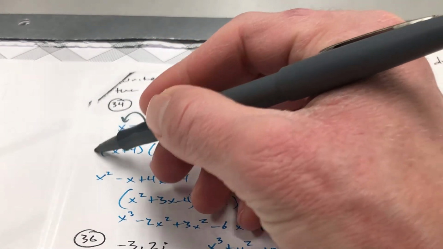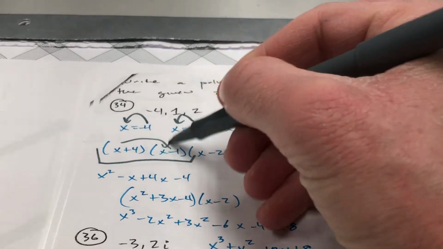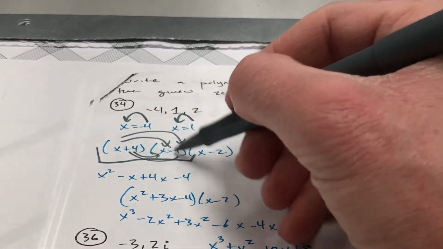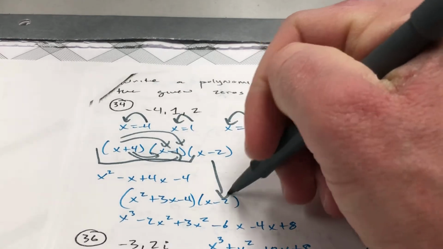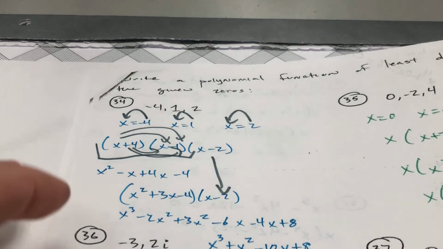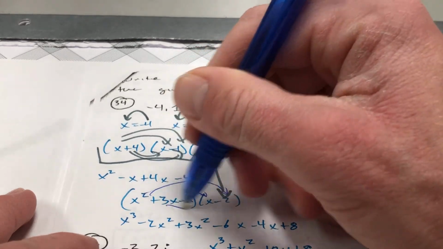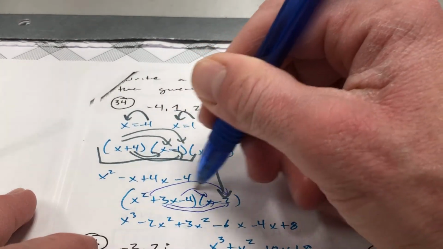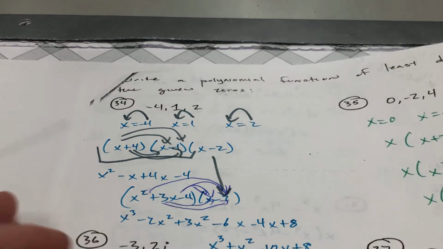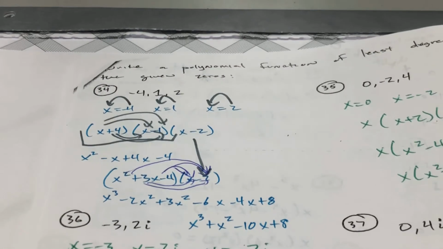Then I'm going to take these first two. I'm going to FOIL. First, outer, inner, last. I'm going to simplify it. Bring down that x minus 2, and then I'm going to distribute. X to the third minus 2x squared plus 3x squared minus 6x minus 4x plus 8. That simplifies to give you that.